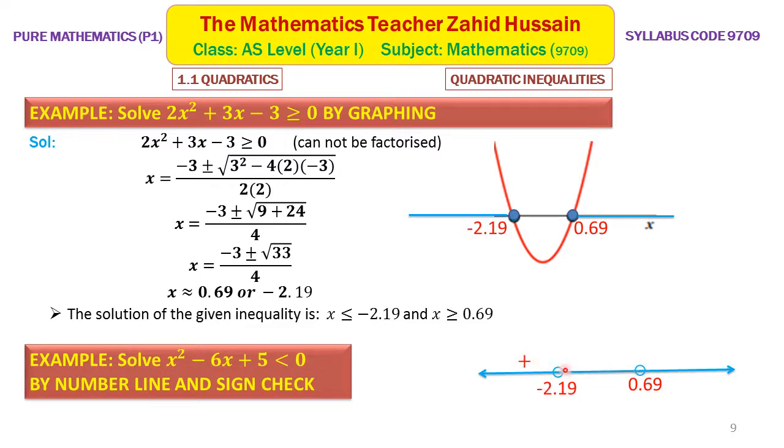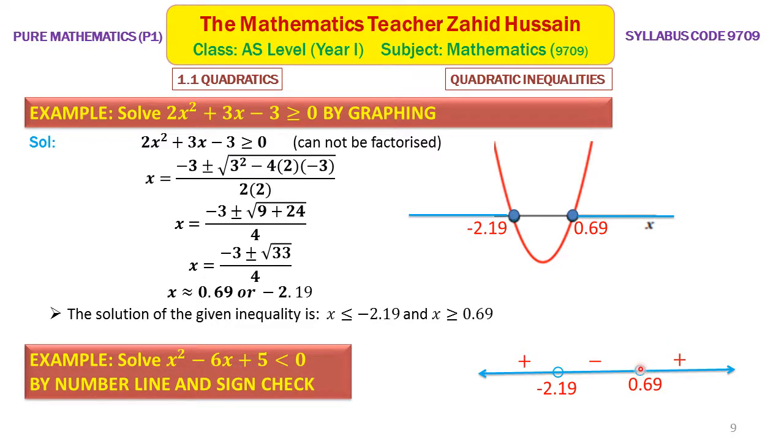Take any point in this region, which is 0. Put 0 here and you will get a negative sign. Any other point in this region, which is 1, put 1 here and you will get a positive sign. So you need these values.